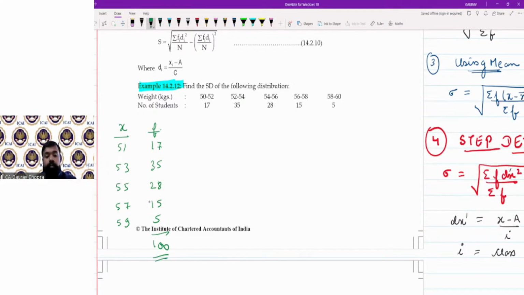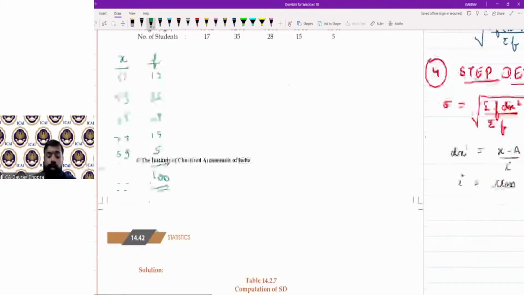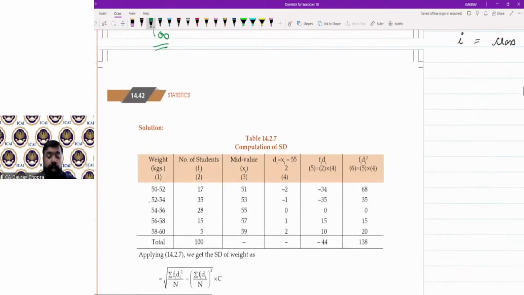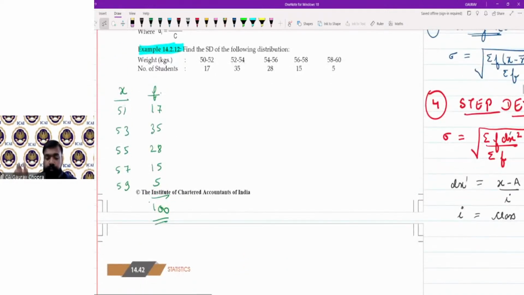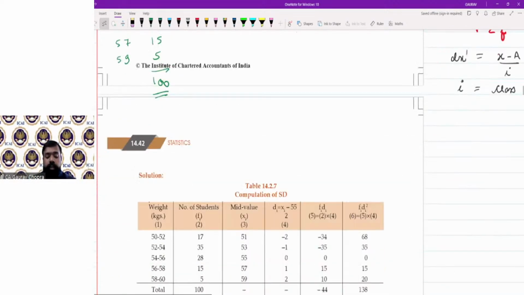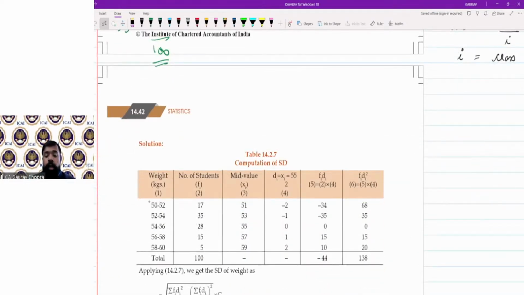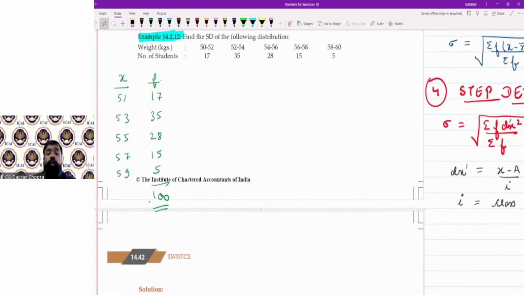This is sigma f. Now, as per the formula, which formula can we apply? You can use any method, any formula, all will give us the same result. So let us use the step deviation method. For the step deviation method, we have to take an assumption. You have to assume any number. It is always better to assume the middle number. So if we assume 55, our calculation will become easy. So we have taken A as 55.